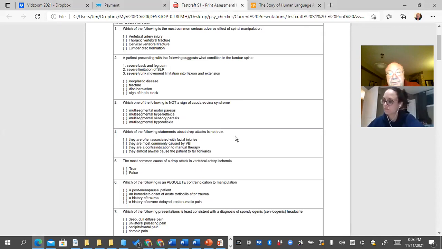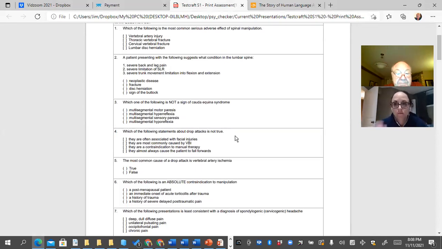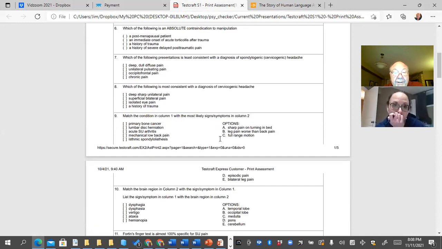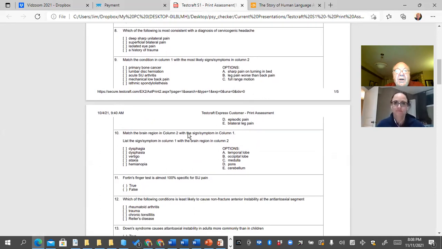So no particular order except what I wrote them down in. Question 9. Match a condition in column 1 with the most likely signs and symptoms in column 2. Okay, so we're missing a few there. Oh no, actually it's down below it. Okay. All right.